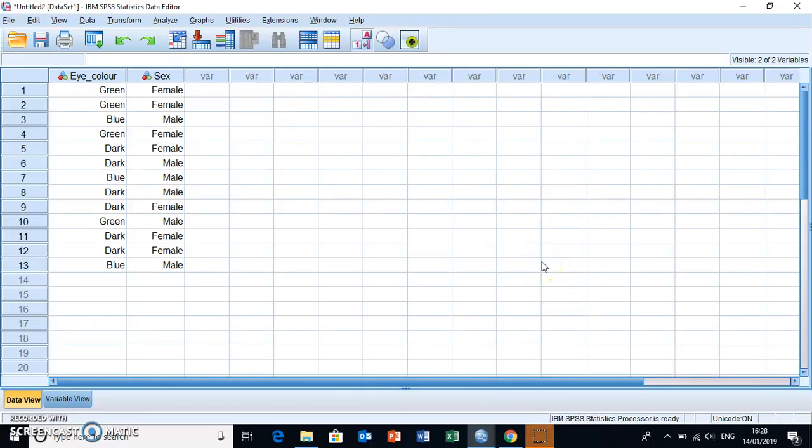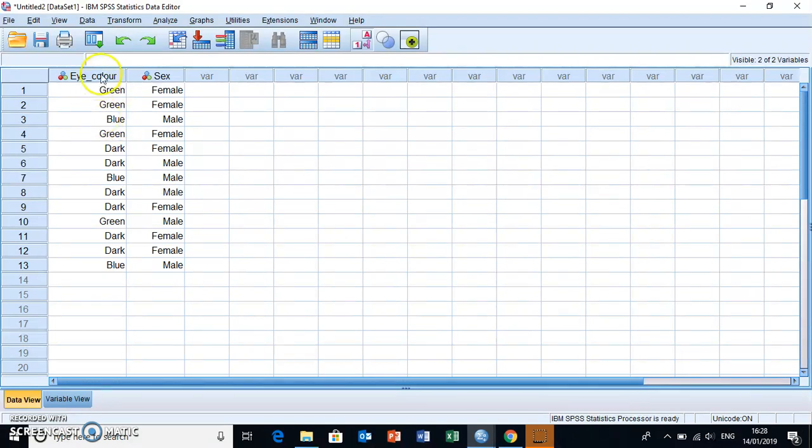Hi guys, this is a tutorial of how to run a Pearson's chi-square test or chi-square test of association using two different types of data sets, both using raw data like this one here and using frequency tables. Okay, so for chi-square tests we usually use relatively simple data and they should be categorical.